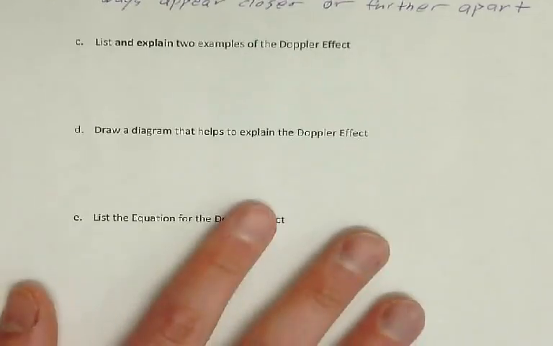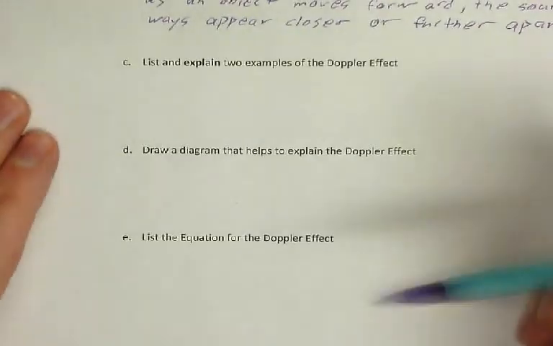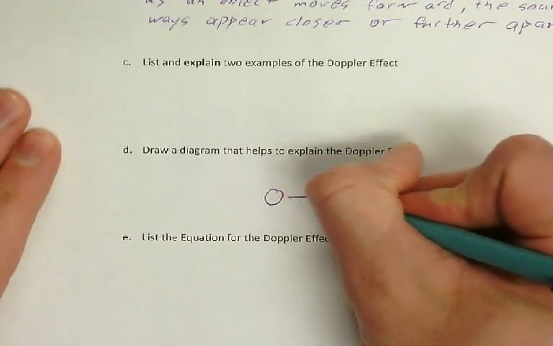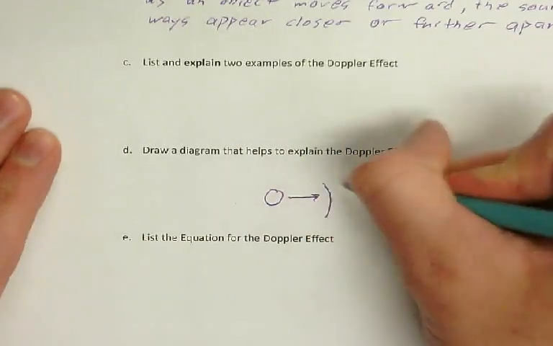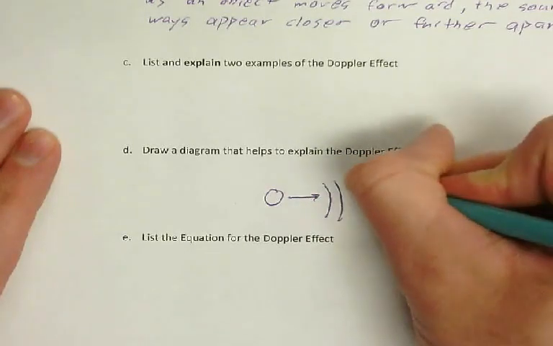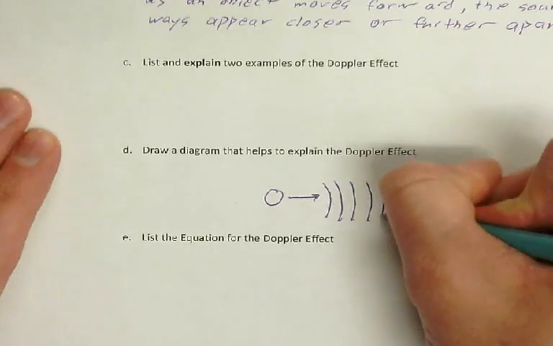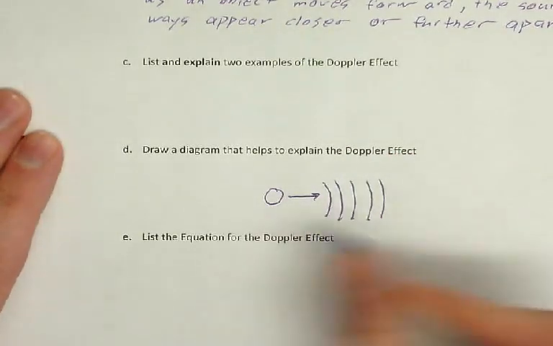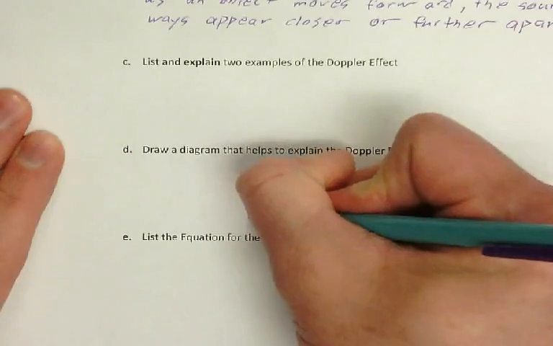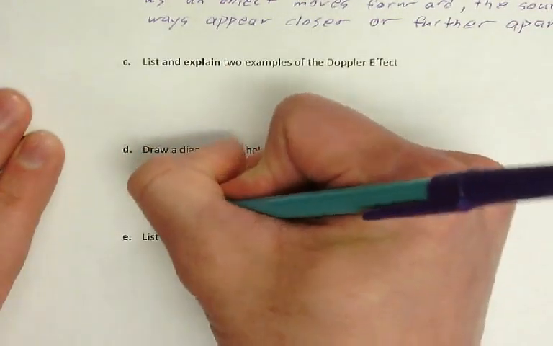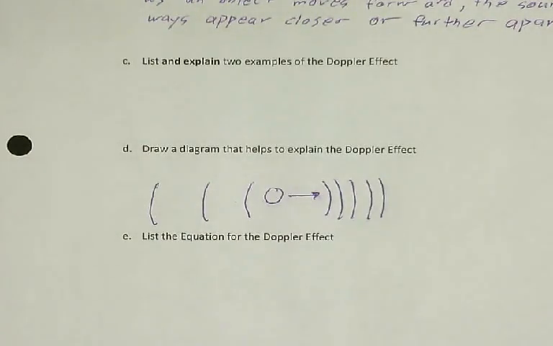So let's draw a diagram really quick of this since I already did that. So here's my object. As the object moves forward, the waves are produced closer together because the object is traveling forward. As the object moves away, they're more spread out because the object's moving away from that direction. So you get more frequency in front and less frequency behind.